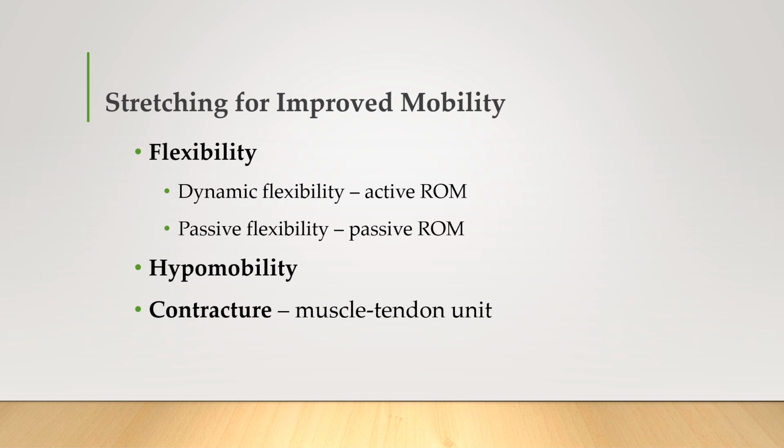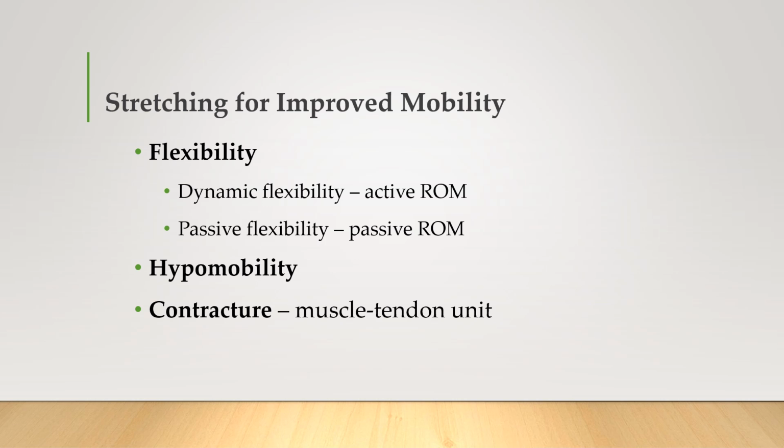First, we're going to talk about just the definitions of flexibility. And the two that we really want to be aware of and make note of would be dynamic flexibility, which is basically active range of motion. So the patient's moving their own limb through that full range, and it really requires some more coordination, definitely requires some elasticity of those structures. And then we also have passive flexibility, which is just passive range of motion.